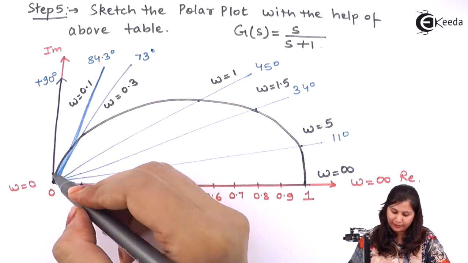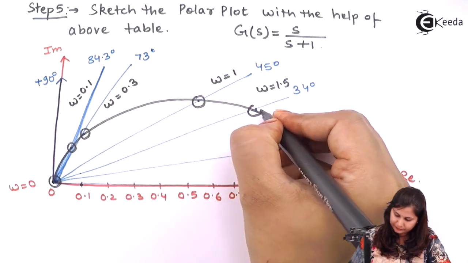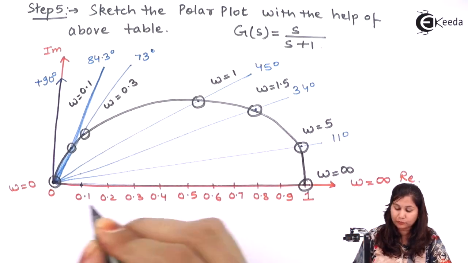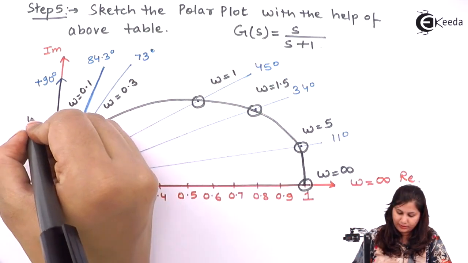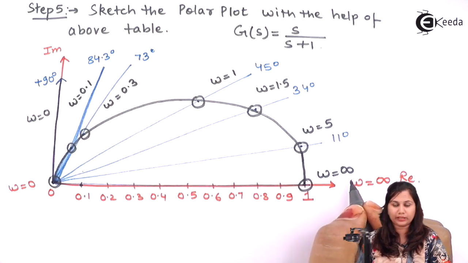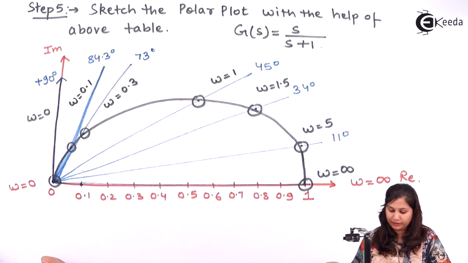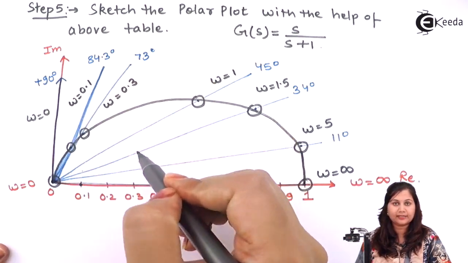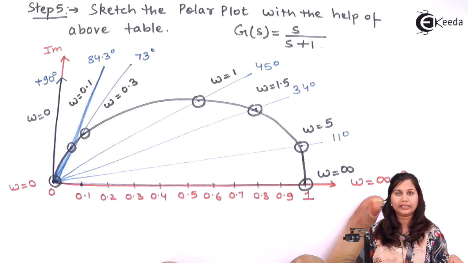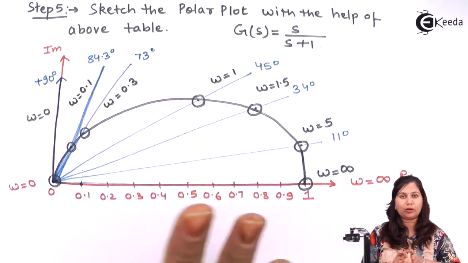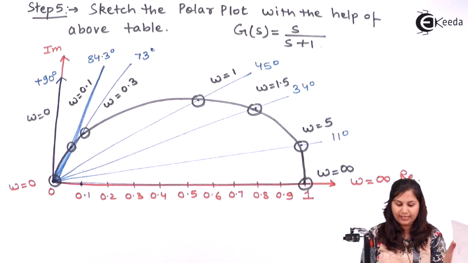Okay, so by joining these points, we have obtained a smooth curve, and on the radial lines, we have written the frequencies. This is omega equals to 0, this is omega equals to infinity. So this is the polar plot of the system. We have plotted the magnitude and the phase angles with respect to omega, and omega is varying from 0 to infinity. So this is how we plot the polar plot of a system using the following steps.